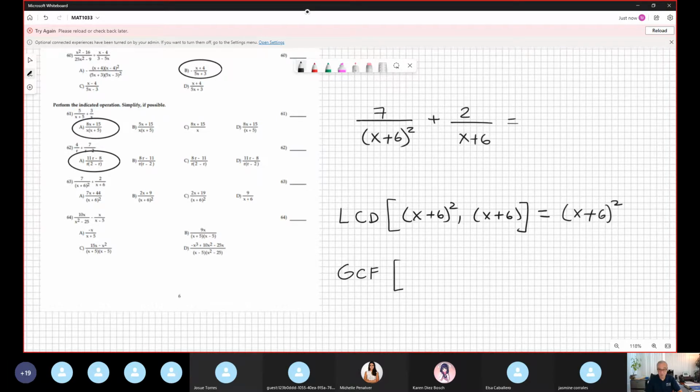What is the greater common factor between x plus 6 squared and x plus 6 not squared? This is x plus 6. So in this case, it's completely different. You take the smaller exponent, and here you take the bigger exponent. Okay? Exactly the same happens with the numerical value, no?